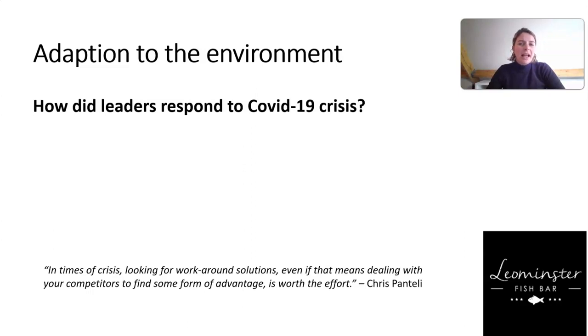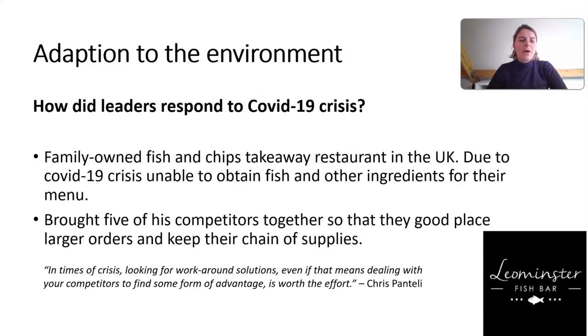And in the book, they describe an example of a family-owned fish and chips takeaway restaurant in the UK. They were in a lot of trouble initially when COVID-19 hit. Although it was a takeaway restaurant, you could understand that maybe that would be a good thing for them. But actually, at first, they were in a crisis organizationally as well, because due to the COVID-19 crisis, they were unable to obtain fish and other ingredients for their menu.